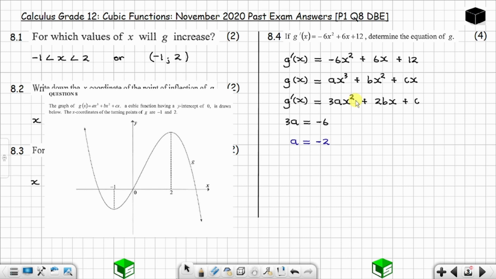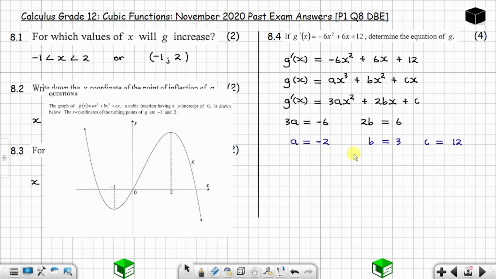Okay. You carry on, you compare the two, g prime x, this one and this one. Now you have this one. You can see you have x there and you have x there. So since you have x there and x there, it means that the coefficients are equal to each other. So 2b is equal to 6. You can see that. And if you want to find for b, you divide by 2 on both sides. You divide by 2, you have b is equal to 3. Okay. And you carry on, you compare the two. You have c there, which is a constant. And you have a constant there. So c is equal to 12. Okay. C is equal to 12.